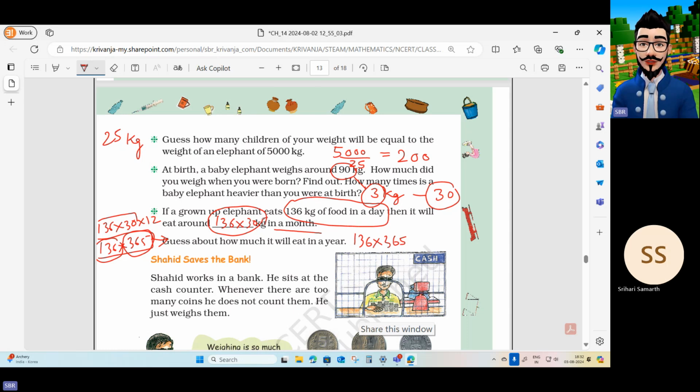It is your homework. I want you to solve these numbers and then tell me. Here, what is happening: if you multiply 136 into 30 into 12, remember 30 into 12 is 360. So 5 days, the elephant will go hungry. Why? Because some months have 31 days instead of 30, some will have 28 days, right? So we are sure that a year contains 365 days. So why not use that information and calculate the correct answer?